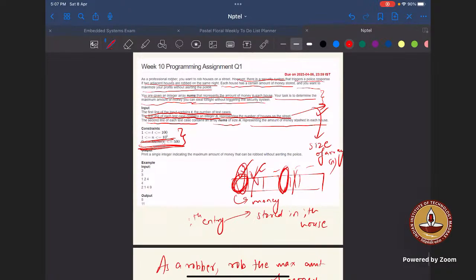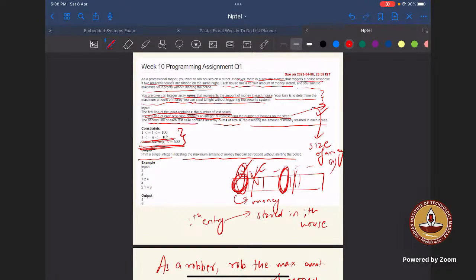Now, understanding the output, we just have to print a single integer which indicates the maximum amount of money that can be robbed without alerting the police. It is simple. You pick up the integers from the array in such a way that you do not pick up integers in adjacent manner, and in this way you need to maximize the sum of the integers you picked from the array. So we have boiled down the question. We have forgotten all this robbery in all those houses. We just have framed the question in a simple algorithmic way. There is an array and integers.